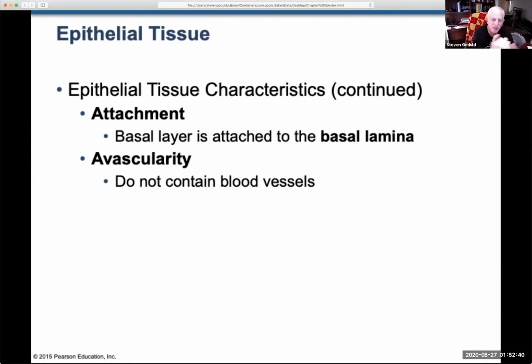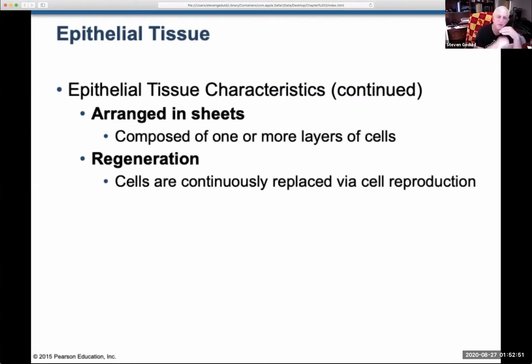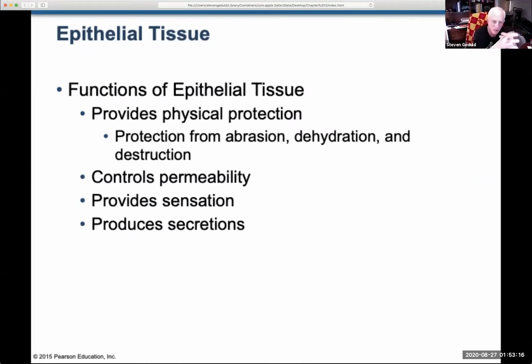Epithelial attachment, the basal layer is attached to the basal lamina. Okay. Epithelial tissue does not contain blood vessels. They're arranged in sheets composed of 1 or more layers of cells. Their regeneration ability, cells are continuously replaced by mitosis. Those cells undergo constant reproduction in epithelial tissue. That's not the same for neural tissue or muscular tissue. So epithelial undergoes constant regeneration and replacement through mitosis, which we talked about.